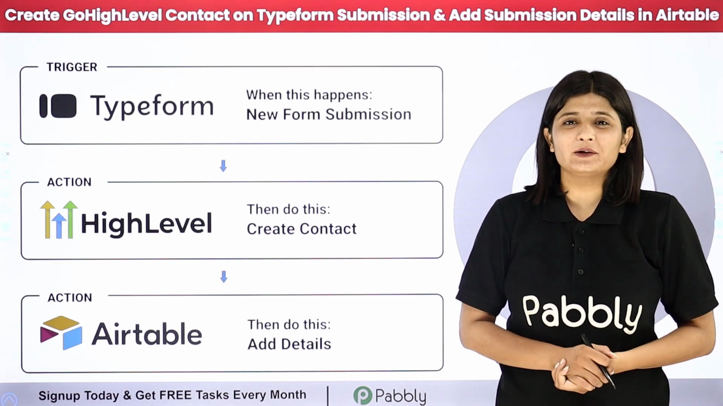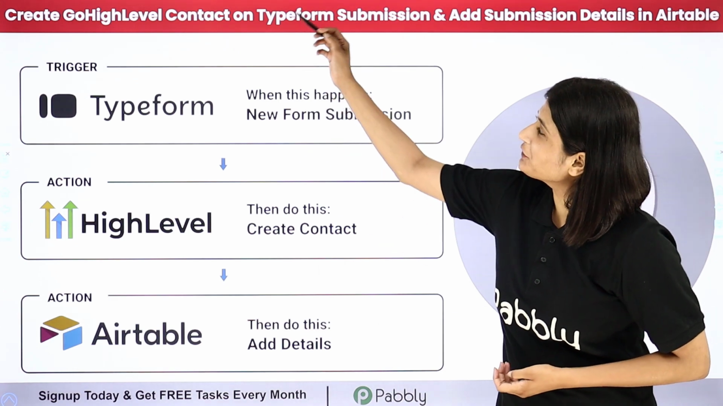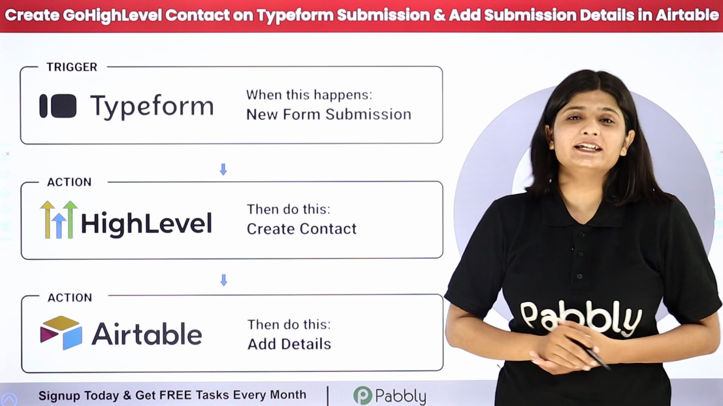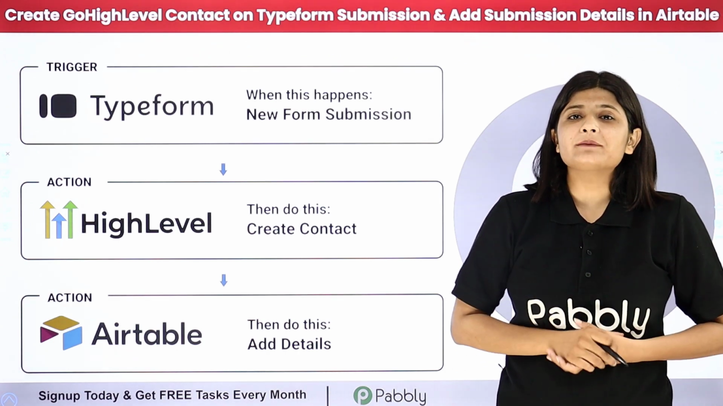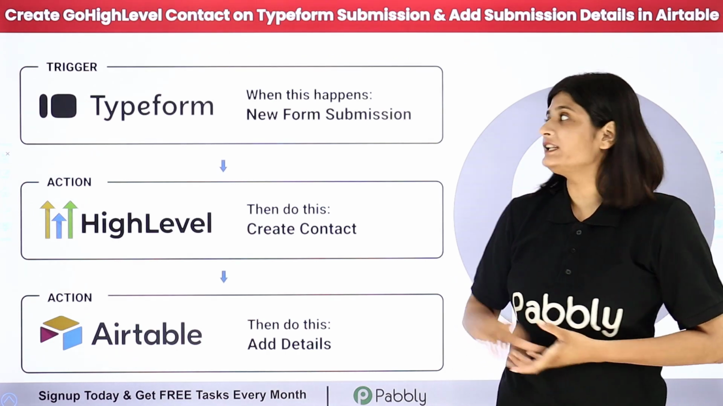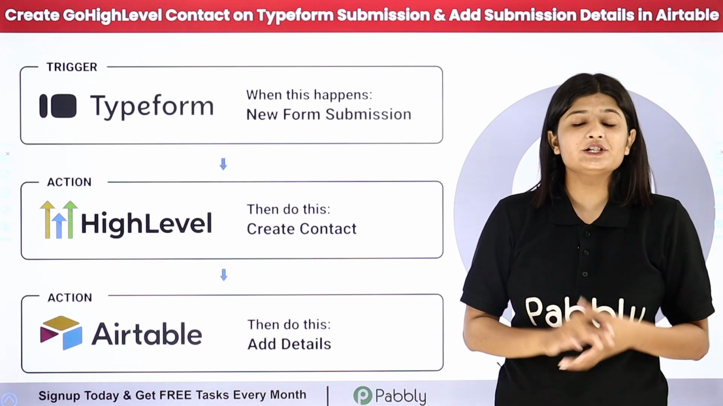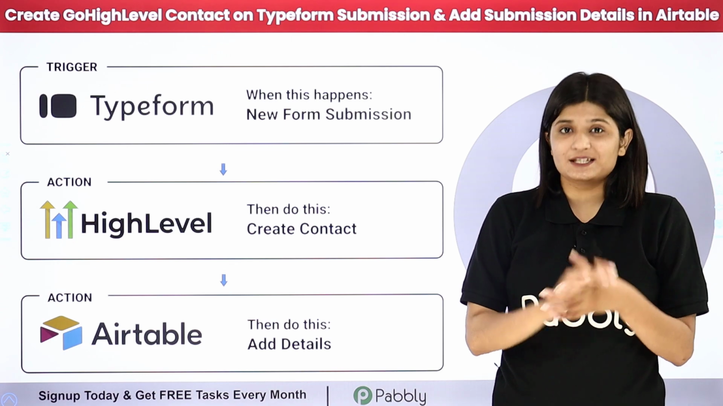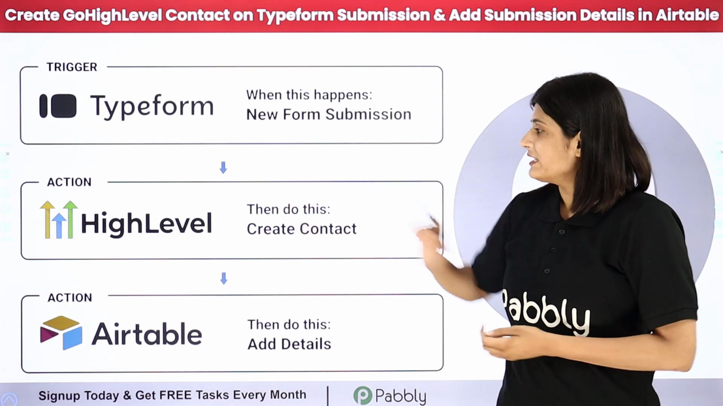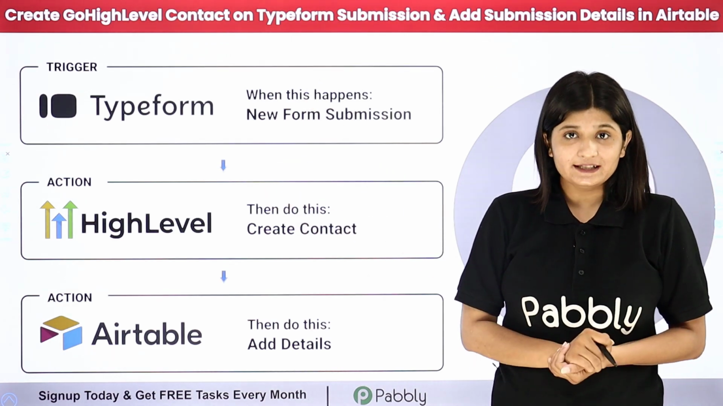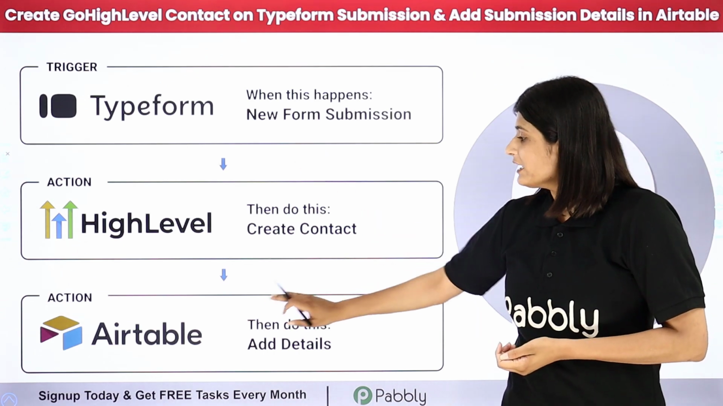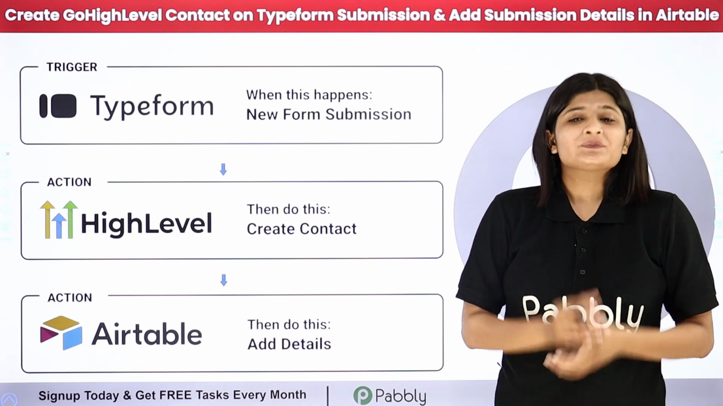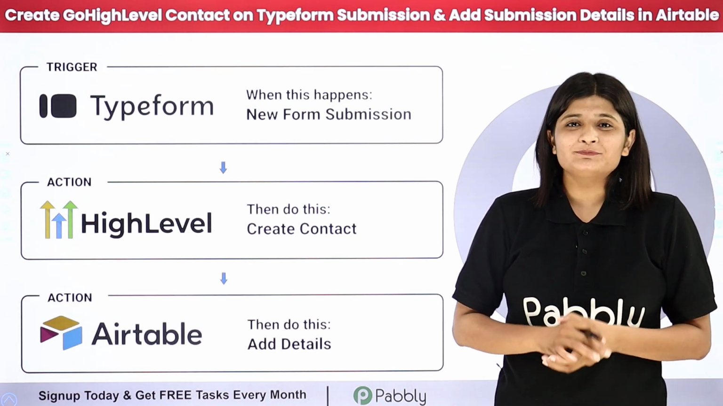So in this video we are going to learn how to create GoHighLevel contact on Typeform submission and add submission details in Airtable. Let's suppose I am running an edtech company and using Typeform to take all the enrollments for various courses. Now I want that whenever a form submission has been made, it is sent to GoHighLevel and the contact is created automatically, and then it is sent to Airtable and the details of these contacts are added automatically. I can do this automation with the help of Pabbly Connect.